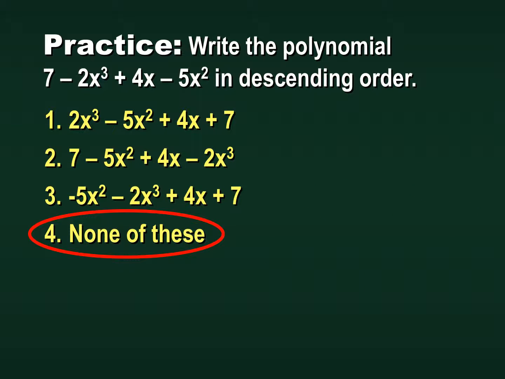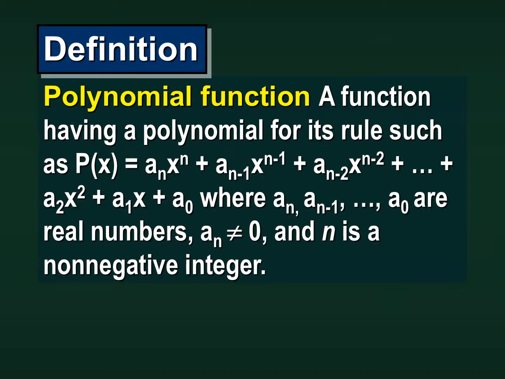So it's none of these, and the reason why is because negative 2x cubed had to appear first, because the negative goes with the term. The negative goes with the term, and none of our choices had a negative in front of the 2x cubed.